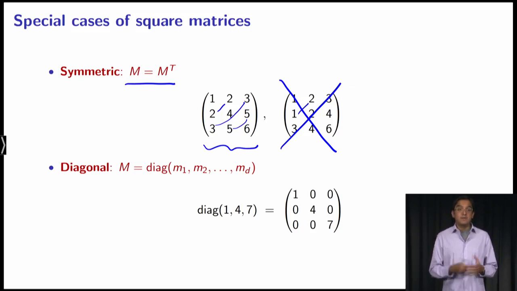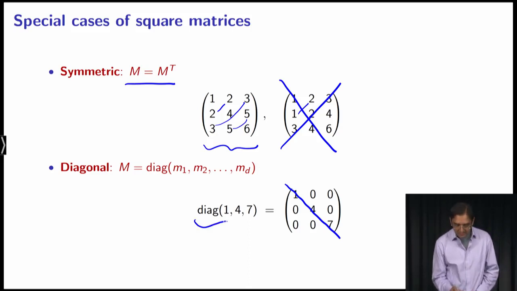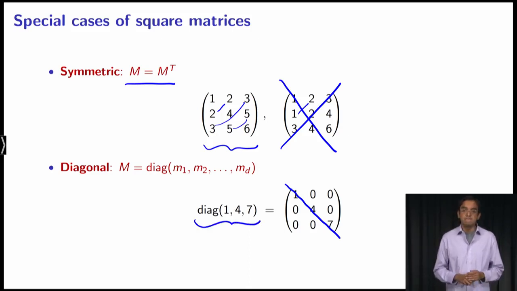Now, an extra special case of a symmetric matrix is one that is diagonal: a matrix whose only non-zero entries are along the principal diagonal. So one like this. A diagonal matrix is 0 everywhere except along this diagonal over here. And as a result, there's a very compact way of writing such matrices. Since there's no point using d squared entries when most of them are 0, we sometimes just use this shorthand over here.